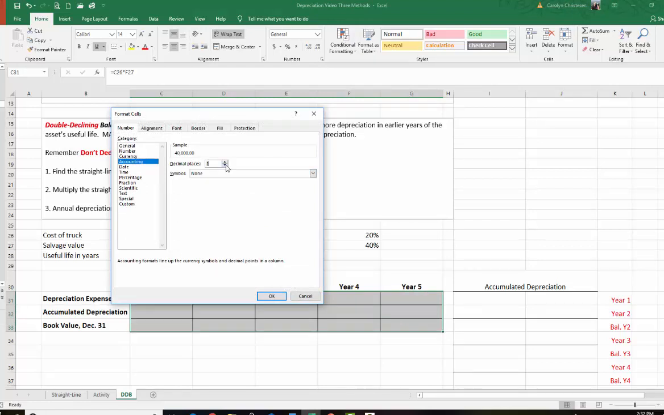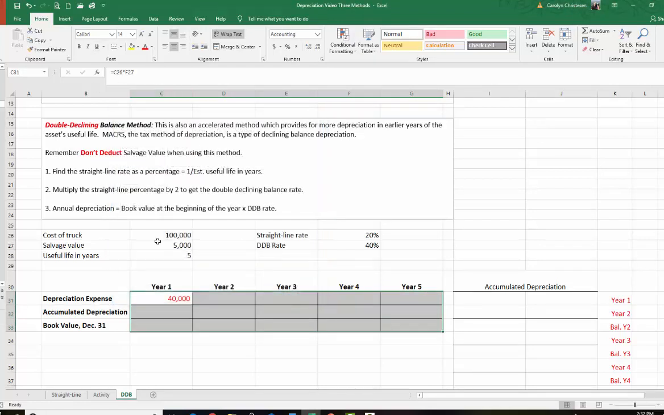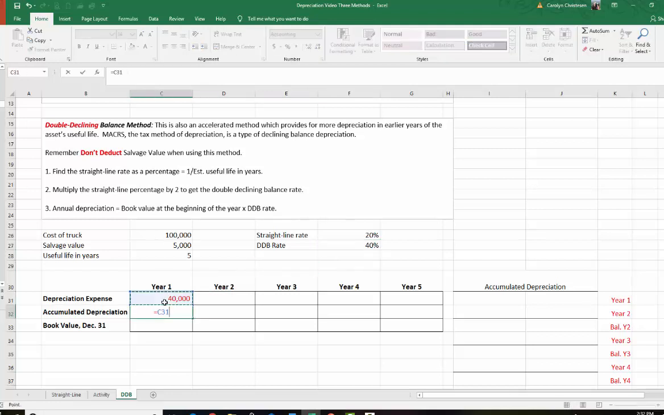Okay, so our first year, 40% is our double declining balance rate. Our cost is 100,000. That's our book value at the beginning of the year. All right, our accumulated depreciation is 40,000. Our book value is equal to cost minus accumulated depreciation. Book value equals cost minus accumulated depreciation.